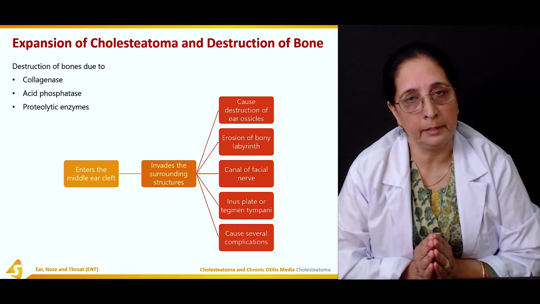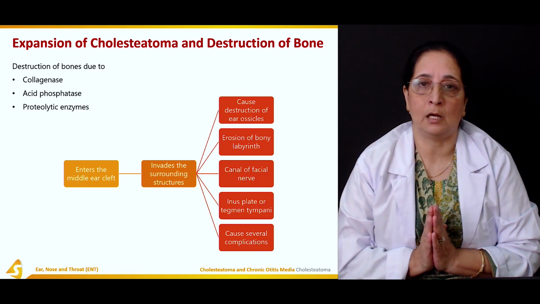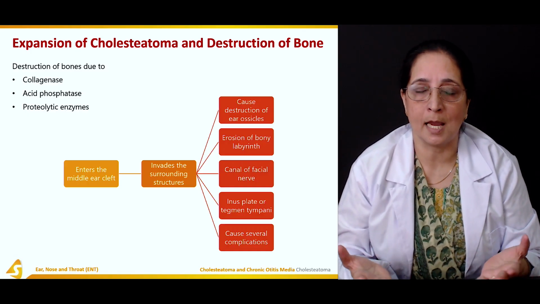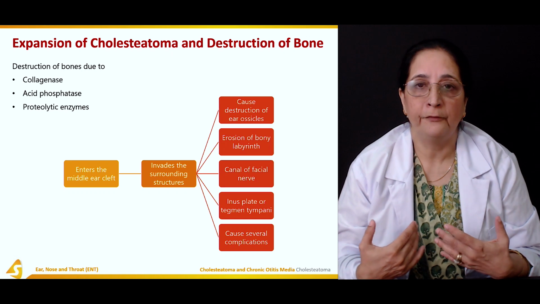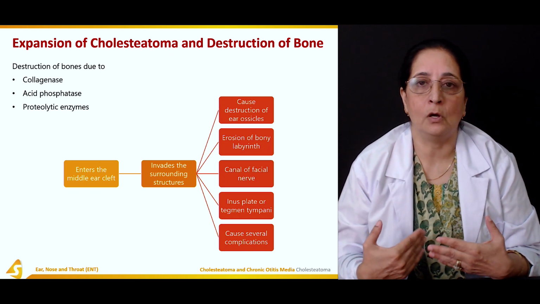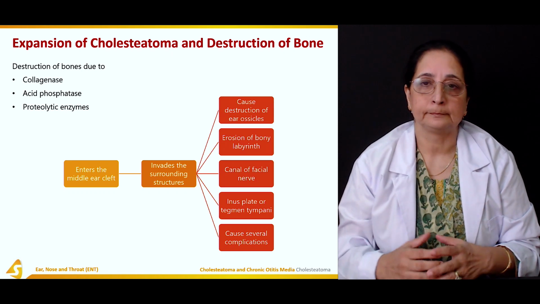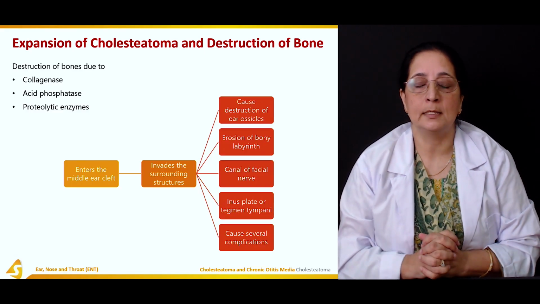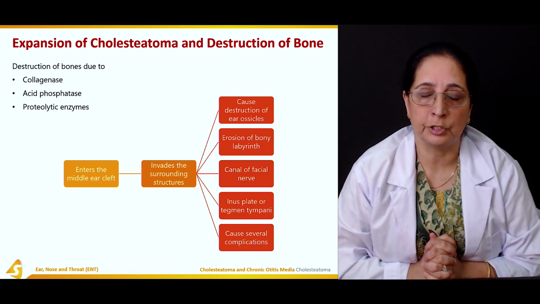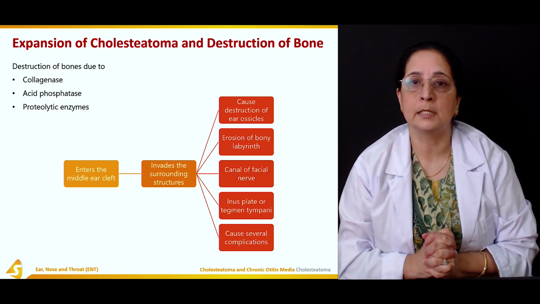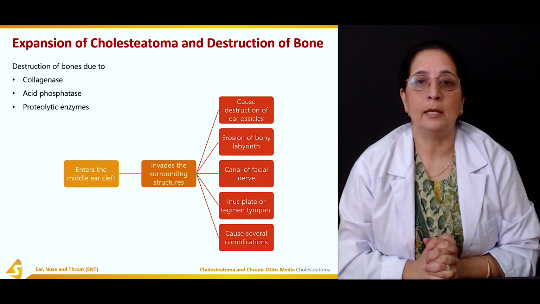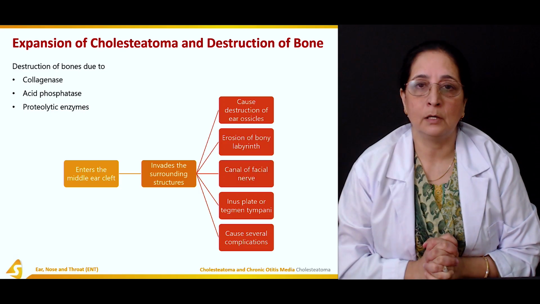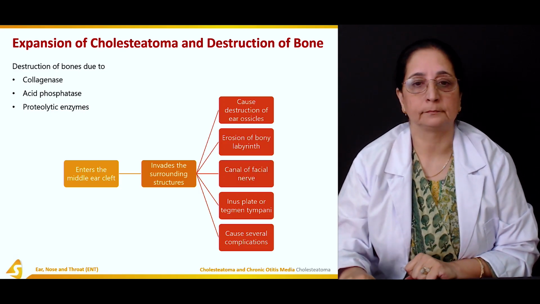It causes different complications, which are hearing loss, tinnitus, vertigo, and facial nerve paralysis. All these complications can occur. So with the formation of cholesteatoma, there is enzyme production. Enzymes can cause damage to the bone and invade surrounding structures, and it can cause different complications.